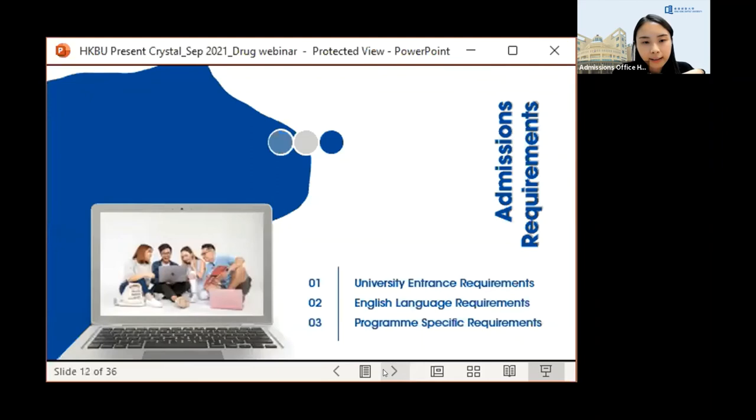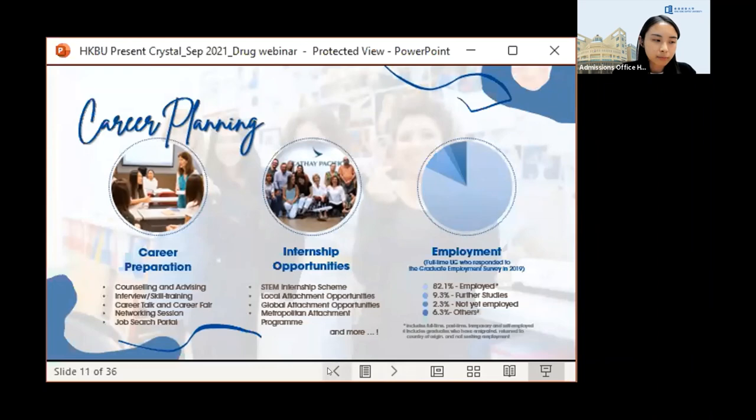And then in the next part, apart from academic learning and a lot of activities, we also have a lot of career planning support for our students. You may take a look at this slide, and you can see we provide career support, we provide counseling service, and we offer internship opportunities to students during your undergraduate study period. And then finally, over 90% of our students go directly into employment after graduation or go for further studies. These statistics show you that you could get a good job after you graduate from our university, and probably pursue, for example, a PhD or master's degree in HKBU or other universities as well.